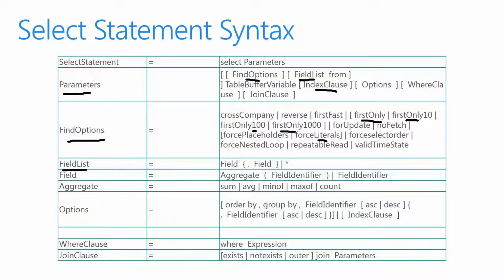We also have a field list select statement where you can specify the field. We also have the field select statement as well, where we can specify the field ID identifier. We also have aggregate, where we can use sum, average, minOf, maxOf, and count. We also have additional options where we can specify the group by and order by if we want to sort by ascending or descending. We also have a where clause where we can use a where expression, and of course a join clause where we can use exists, notexists, and outer join parameters.